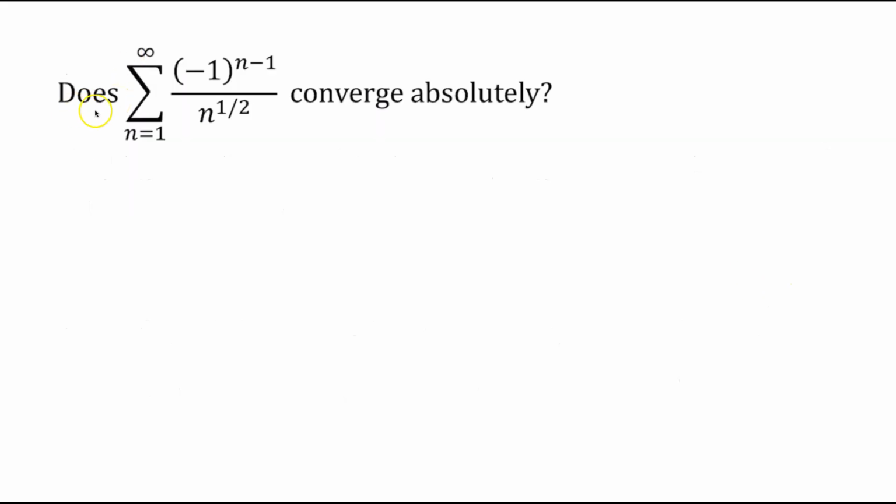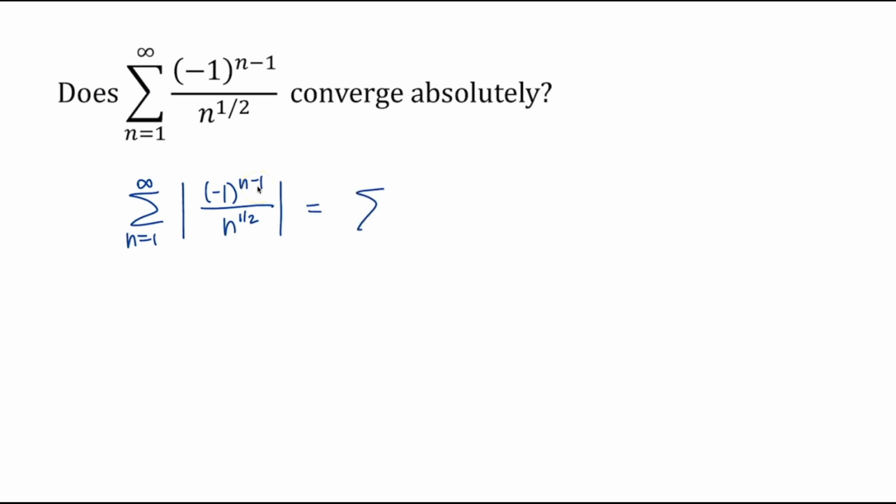Let's look at an example. Does the sum of n equals 1 to infinity of -1 raised to the n minus 1 over n to the 1/2 converge absolutely? So what we have to do, again, is challenge ourselves and look at the sum of n equals 1 to infinity of the absolute value of the general term. Well, what that's going to do is have us ignore that numerator that makes terms alternate. Our terms are not going to alternate.